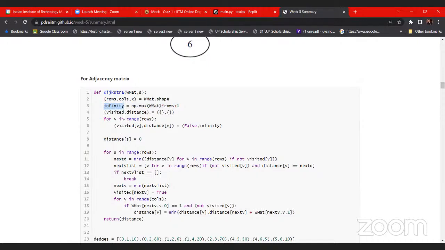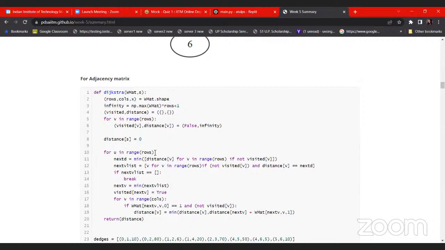So we are taking these two parameters, visited and distance, for each vertex. Initially, we initialize visited as false and distance as infinity for each vertex. After that, we start from the source node. We change the distance for the source node to 0, and we will update the information now in the next loop, for u in range rows.